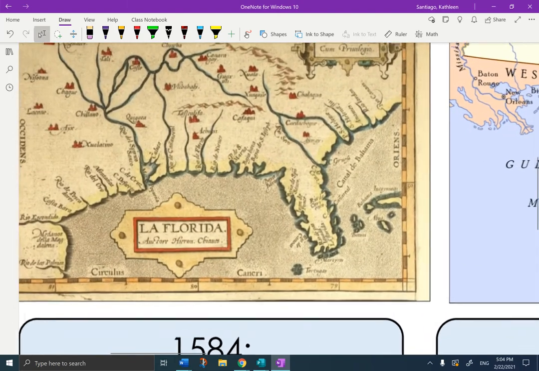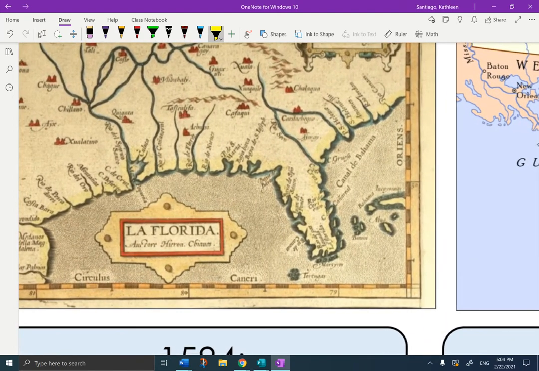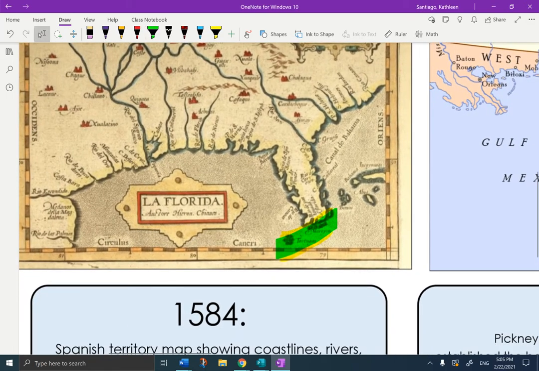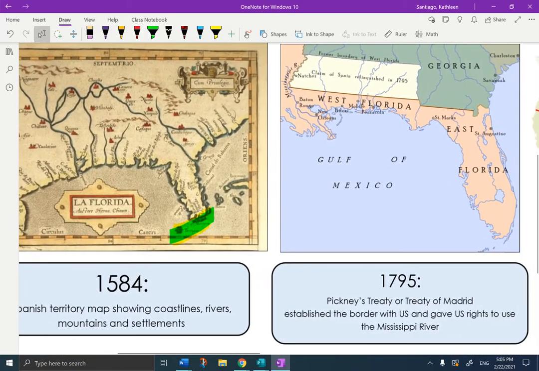If you look closely at it, you can kind of see they even had the Keys. Right here would be the Florida Keys. I'm highlighting in yellow, kind of hard to see. Okay, so the Florida Keys would be right along there. Again, rough, but you can see there are settlements expanding. We are all the way up to 1584. Let's go to the next map.